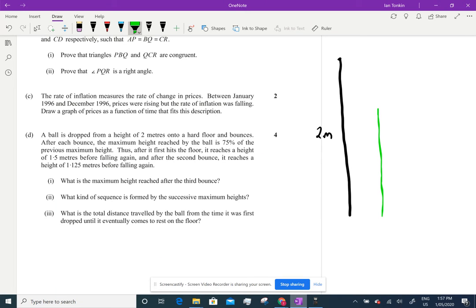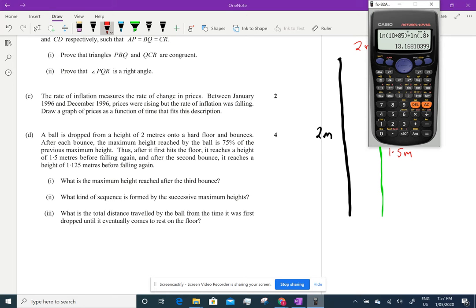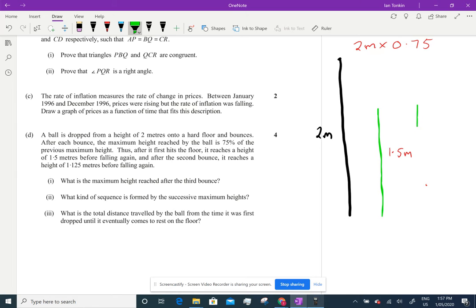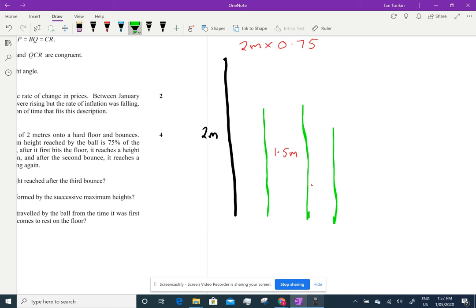And they tell us what that is. They tell us it's 1.5. How did they get that? 2 meters times 0.75. Because it's 75%. And just double check, 2 times 0.75. There you go, 1.5 meters. Okay, so the ball bounces back up to that, and then it drops down again. All the same height, and it bounces up to 0.75 of that. Okay, and then it drops down again, and it bounces up 0.75 of that, and then it drops down again, and you're going to get this happening all the way down.